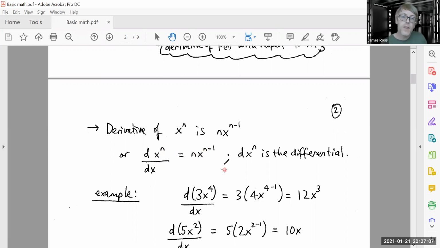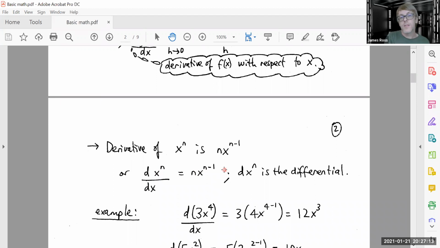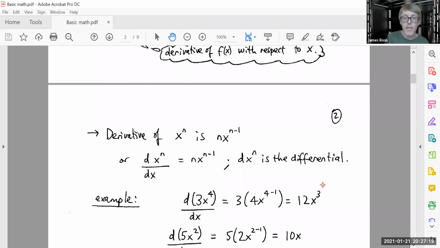And here, the numerator is the differential. So we have the derivative, which is the whole expression. The numerator is the differential. So that's some vocab. Let's look at an example.